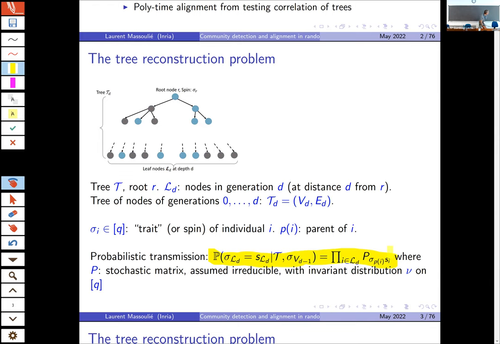Okay, so that's my probabilistic transmission mechanism. So given the tree, I transmit trait J to my child, given that I have trait I, with probability P_ij. And that's the only thing I need to specify the tree that I'm considering, this stochastic matrix P. And I'll assume it's irreducible so that it has a unique invariant distribution that I'll denote by nu. And to complete the description, I'll assume that the trait of the ancestor is distributed according to the stationary distribution. So if you marginalize things, you can figure out very easily that the trait of a descendant is also distributed according to nu, because there's a Markov chain of propagation from the ancestor to that descendant. And so we start in stationary state, we stay in stationary state.